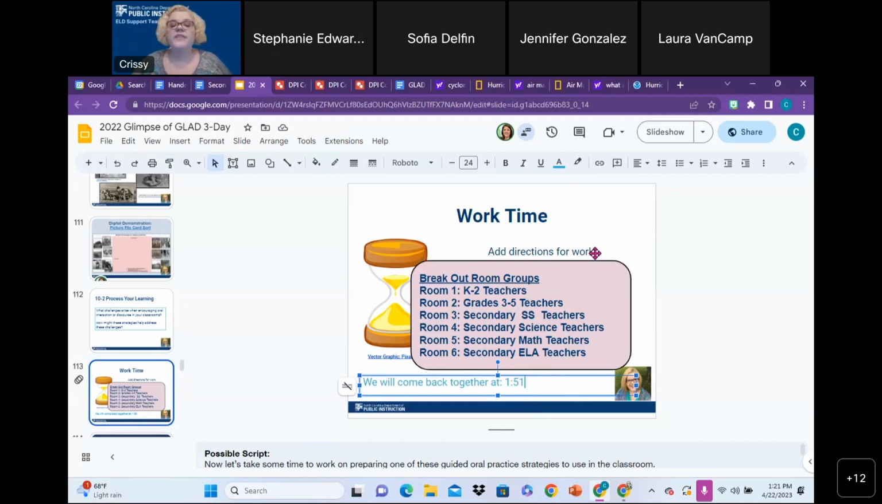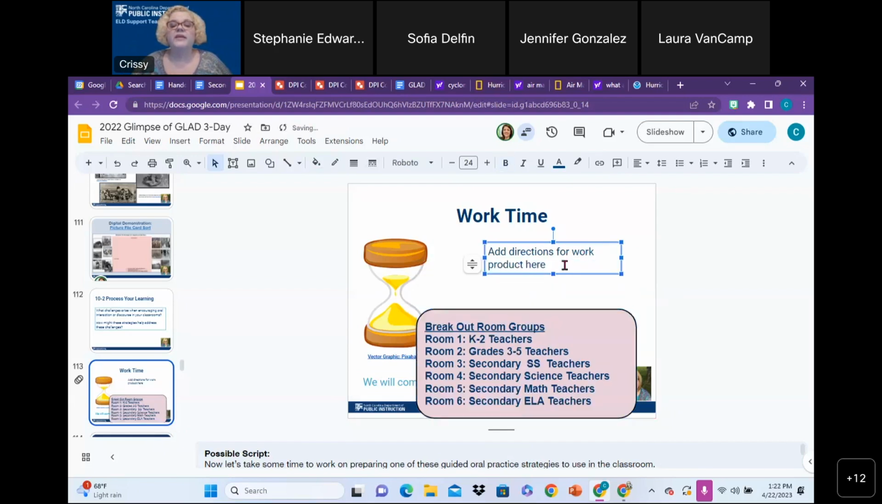So at 1:50, we will open breakout rooms, and the directions are to work on a here, there chant, or picture file cards, sorts.